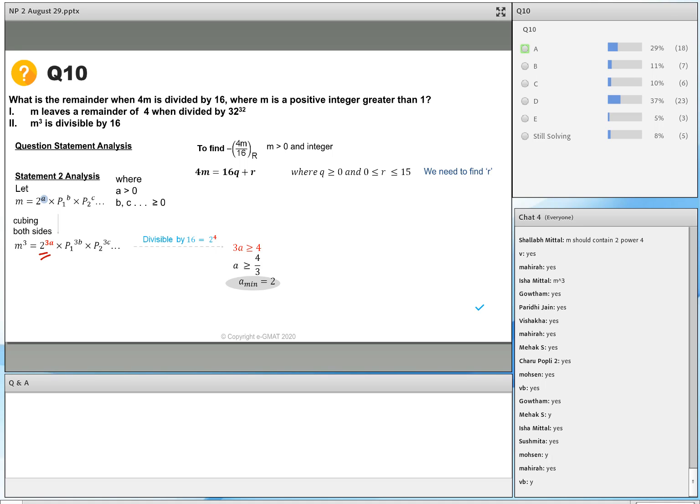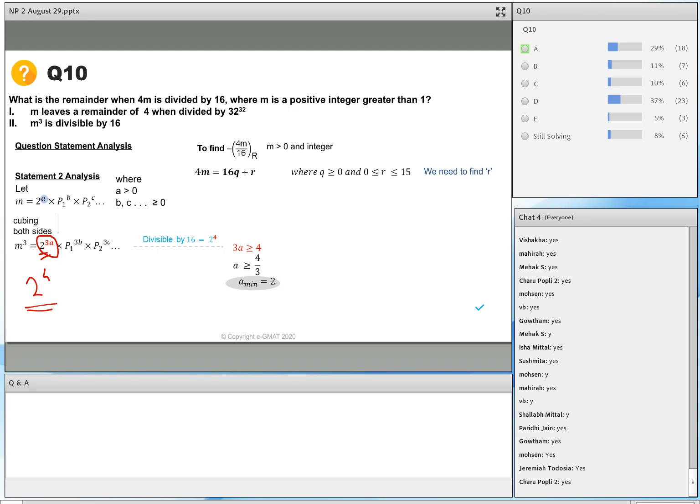It's given in this question, and we already discussed, that m cube contains 2 to the power 4. So that essentially tells me 2 to the power 3a is either equal to 2 to the power 4 or greater than 2 to the power 4, yes or no? 2 to the power 3a is either equal to 2 to the power 4 or might be 2 to the power 5 or 2 to the power 6 or 2 to the power 7, whatever that is.